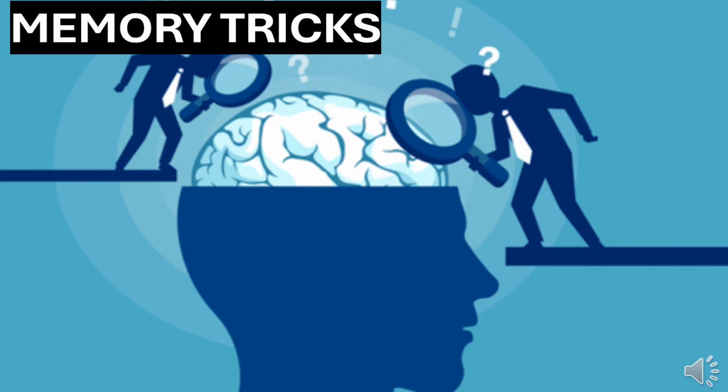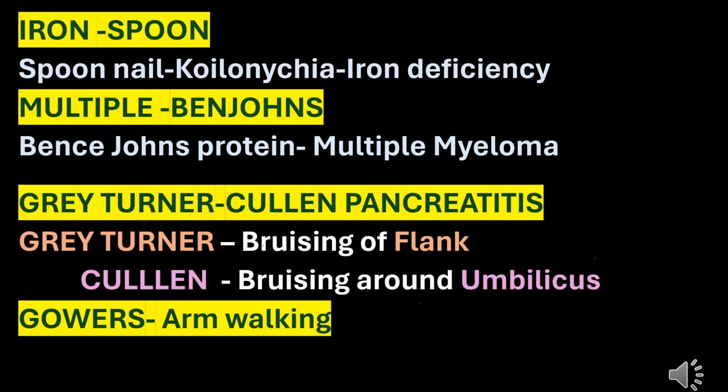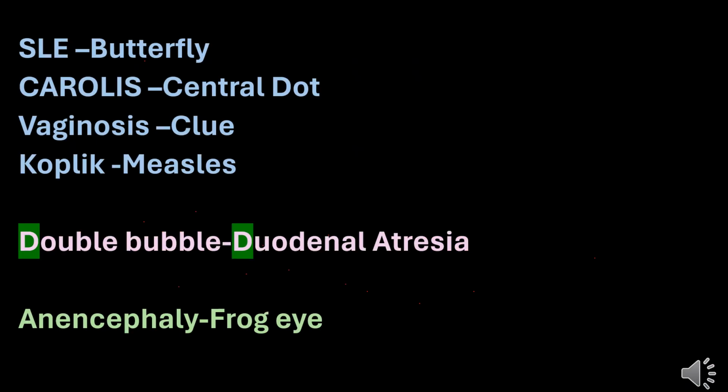Now let us see some memory tips and tricks for connecting the topics. This will help you to avoid confusion about various options in exam hall. Iron spoon. So it is the connecting link between spoon nail or koilonychia and iron deficiency anemia. Multiple Bence-Jones. So Bence-Jones protein is seen in multiple myeloma. Grey Turner, Cullen, pancreatitis: Grey Turner sign is bruise in flank, Cullen sign is bruise in umbilicus, which are seen in pancreatitis. Then Gowers arm walking. SLE butterfly, Caroli's central dot, vaginosis clue, Koplik measles, double bubble duodenal atresia. Here the D is highlighted for the common letter to memorize.